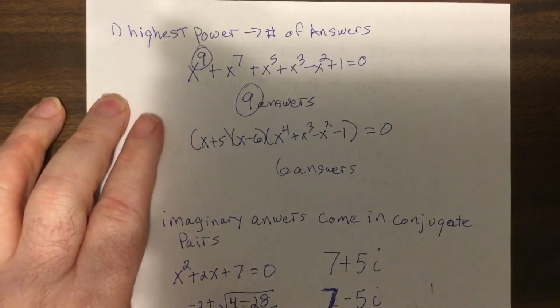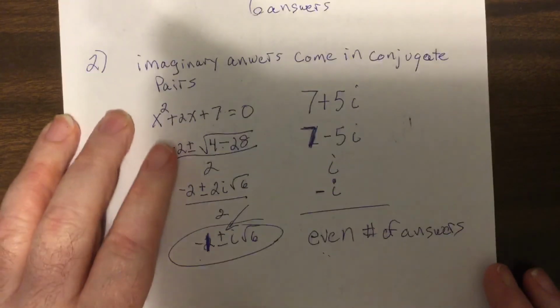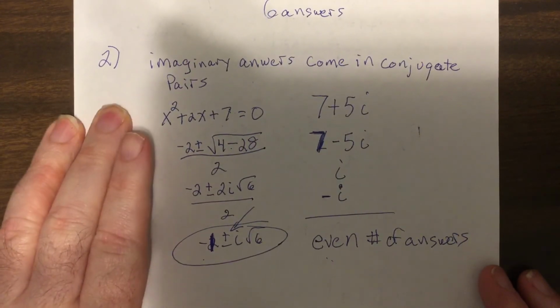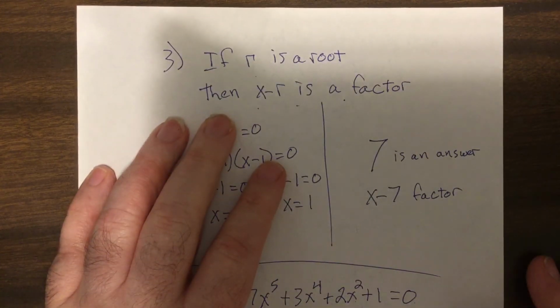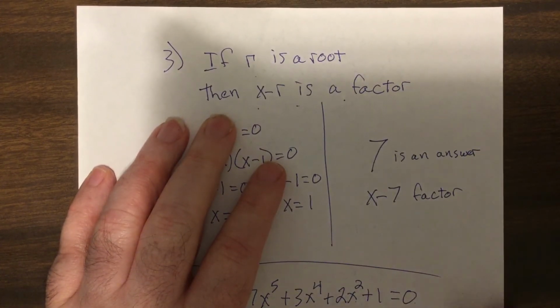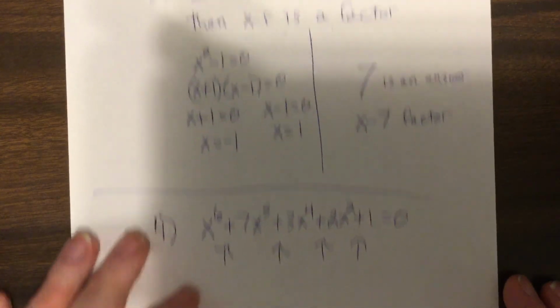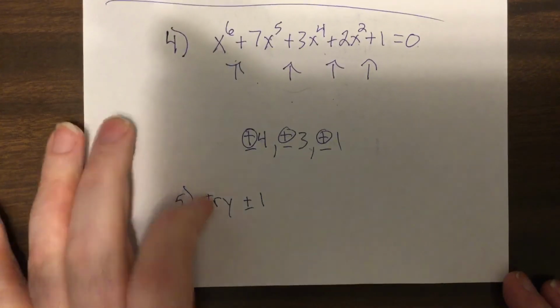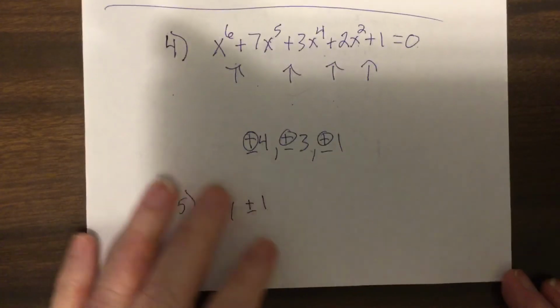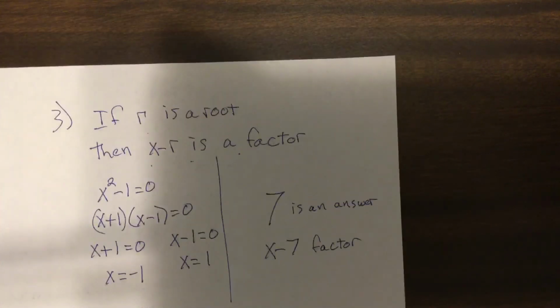But highest power is the number of answers. Imaginary roots come in pairs. That means there's an even number of them. If a number is a root, an answer, then x minus that number is a factor. If all the signs are addition, then you can have no positive answers. And try 1 or negative 1, and I'll talk to you more about that when we get to solving.